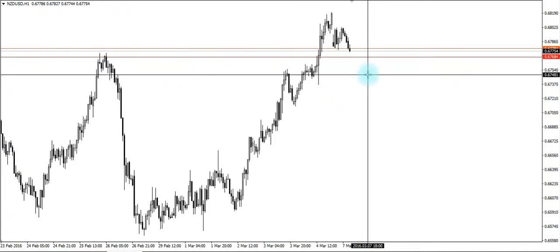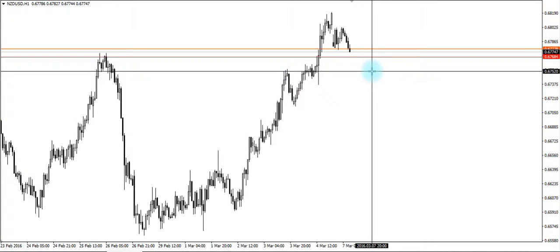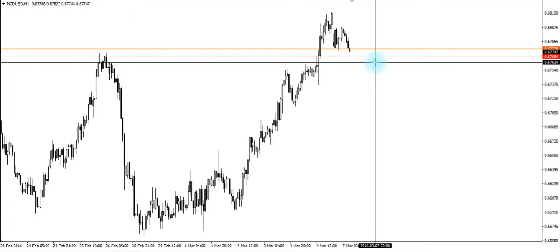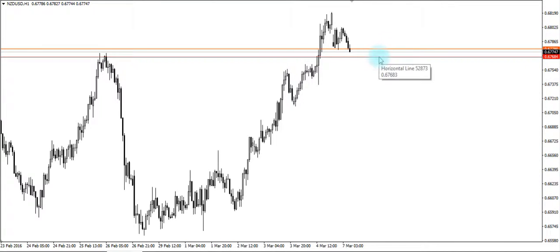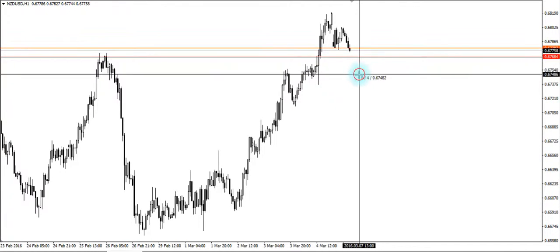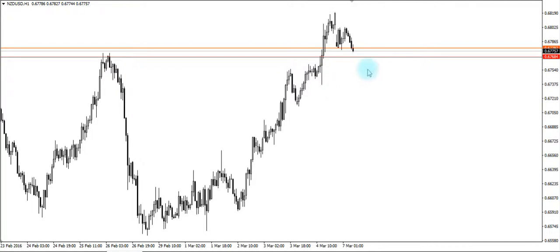0.6768, which is somewhere right here, right at this level itself. Because this could be the level that the price may turn from a resistance level into a support level, and therefore from here we can look for a buy opportunity. Right, that's as straightforward as it is.